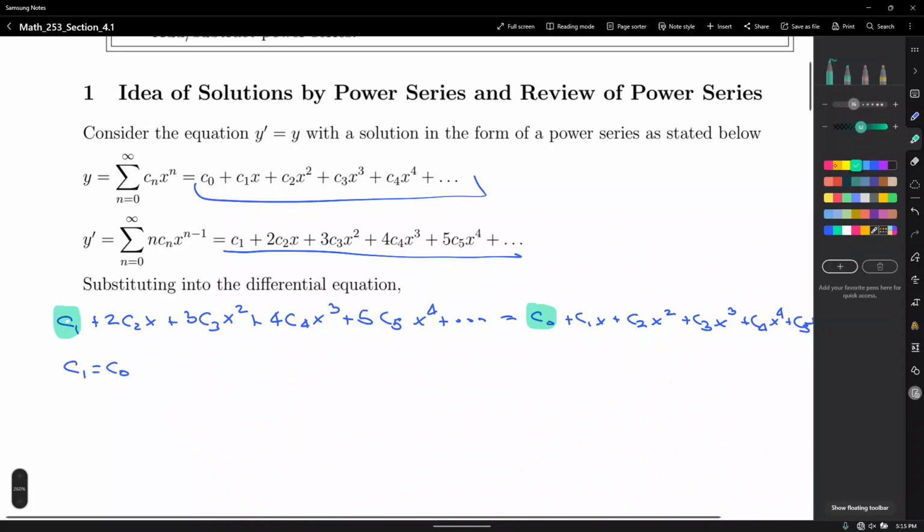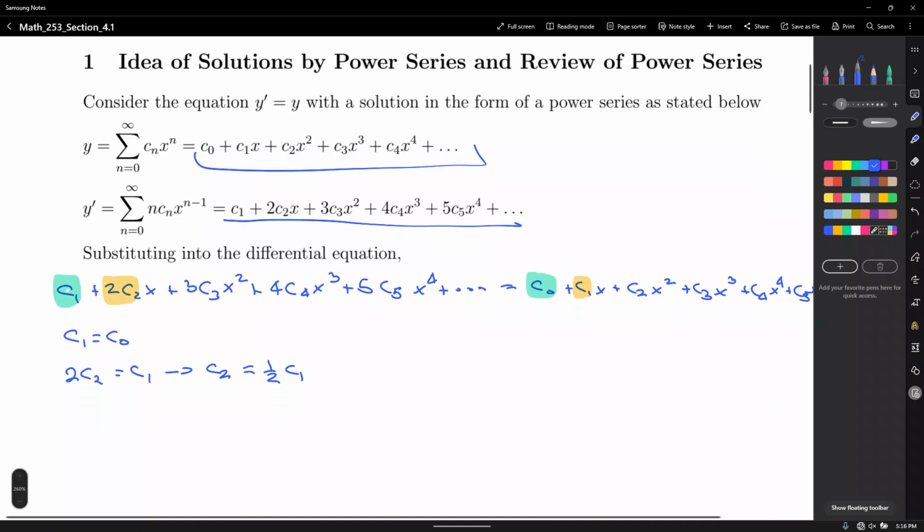And then what else? With a different color, the coefficient of x to the first power on the left equals the coefficient of x to the first power on the right-hand side of the equation. That means 2c2 equals c1, which means c2 equals 1 half c1. But we need to express C1 in terms of C0. Isn't it true from the previous part that C1 equals C0? So this also means C2 equals 1 half C0.